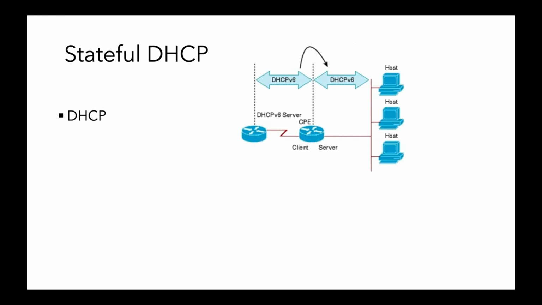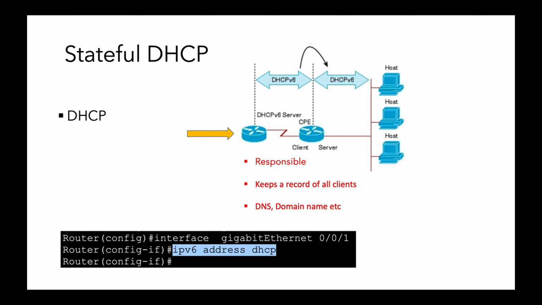Stateful address assignment. Similar to IPv4, IPv6 uses DHCP to statefully assign IPv6 addresses to clients. Cisco IOS routers can be configured to be stateful DHCP servers. Stateful DHCP means that the DHCP server is responsible for assigning the IP address to the client. The DHCP server keeps a record of all clients and the IPv6 addresses assigned to them. The server can also offer other network parameters such as DNS servers, a domain name, or any other option that a DHCP server provides. The command used to get the IP from DHCP is ipv6 address dhcp.